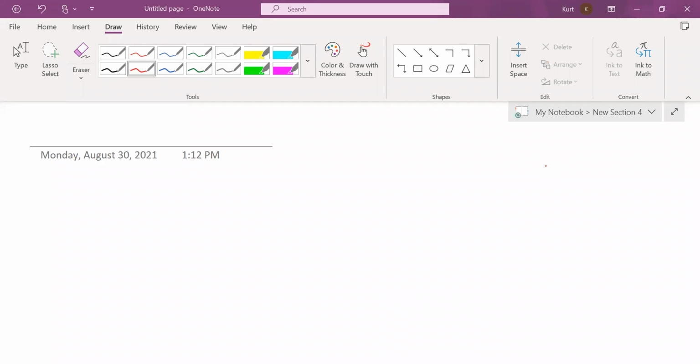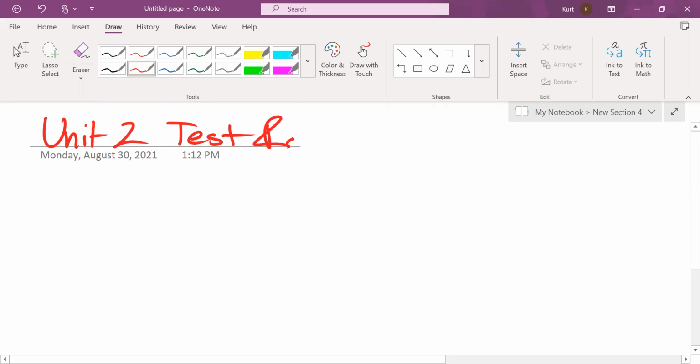Okay, everybody, today we're going to be going over the Unit 2 study guide for the Unit 2 test. This is going to cover biochemistry. So this is the Unit 2 test review.